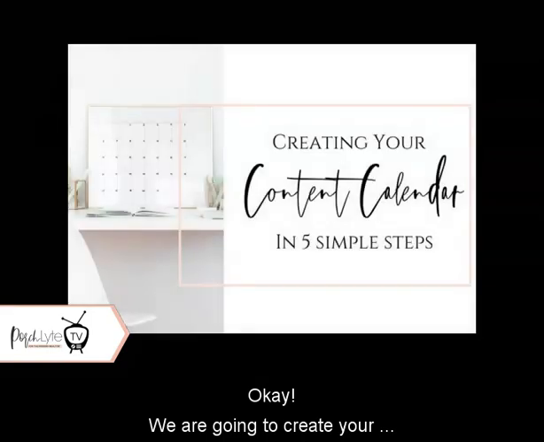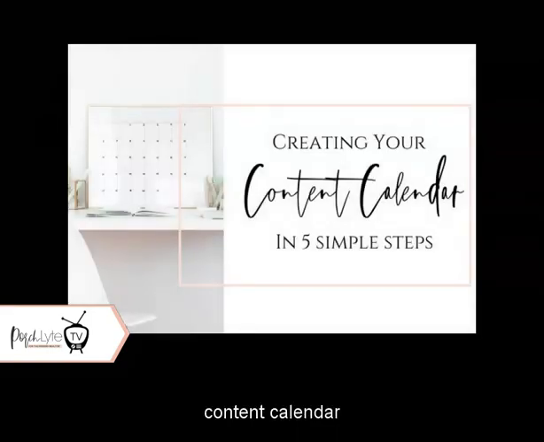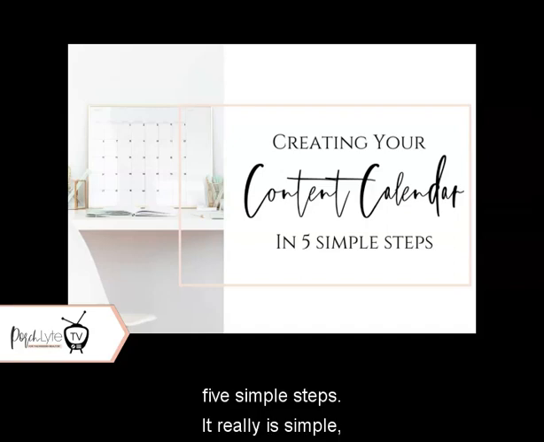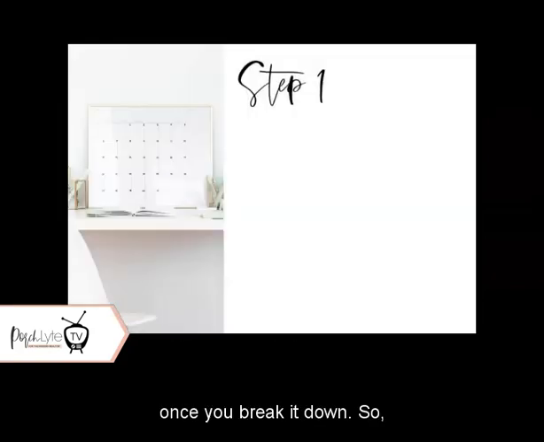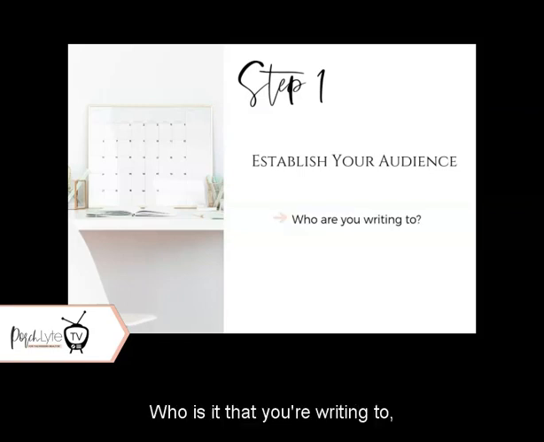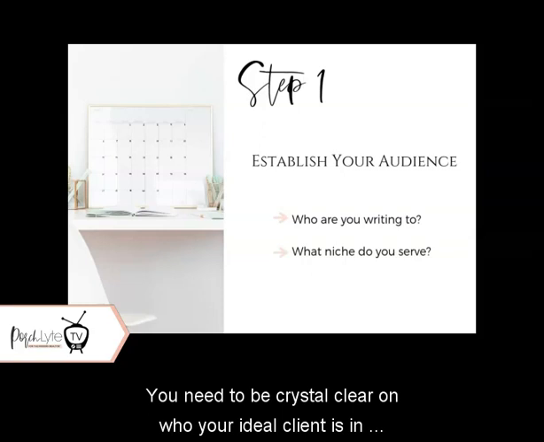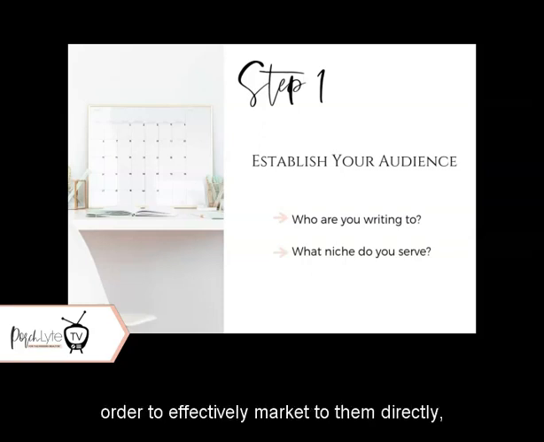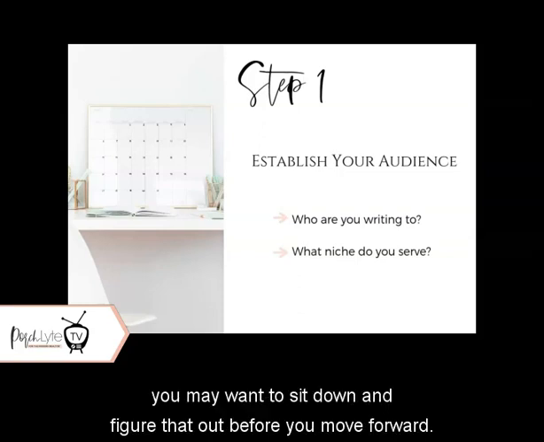Okay, we are going to create your content calendar in 5 simple steps. It really is simple once you break it down. So step number 1, first thing you need to do, you need to establish your audience. Who is it that you're writing to? What niche do you serve? You need to be crystal clear on who your ideal client is in order to effectively market to them directly. So if you haven't established this yet, you may want to sit down and figure that out before you move forward.